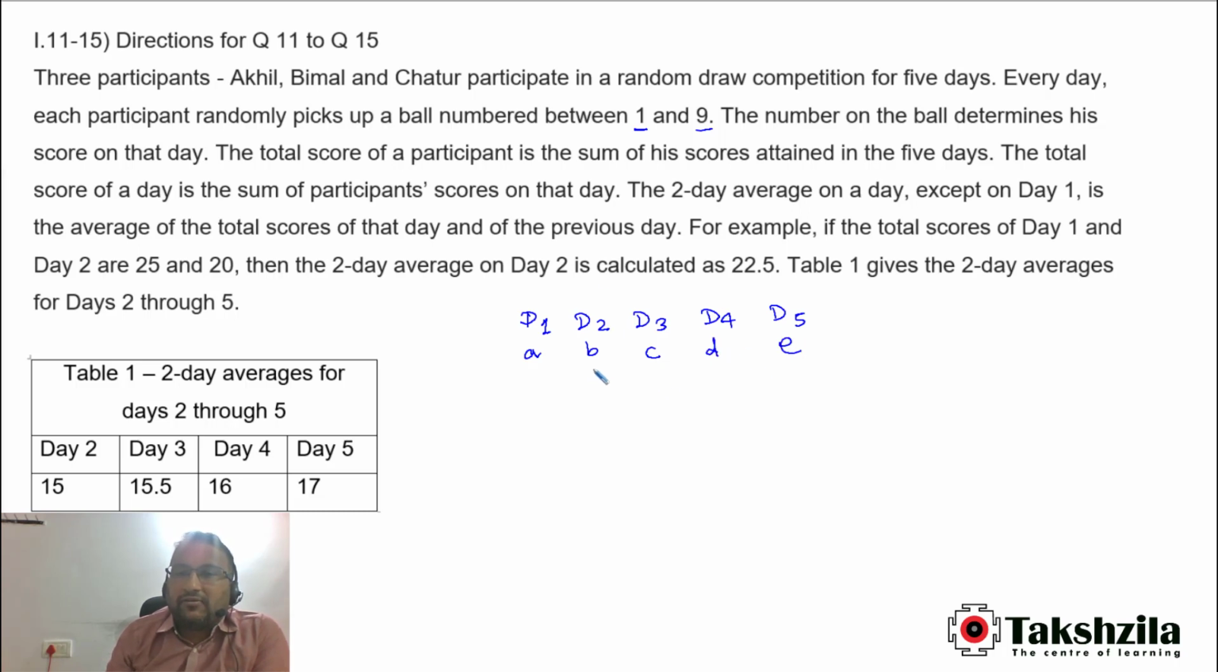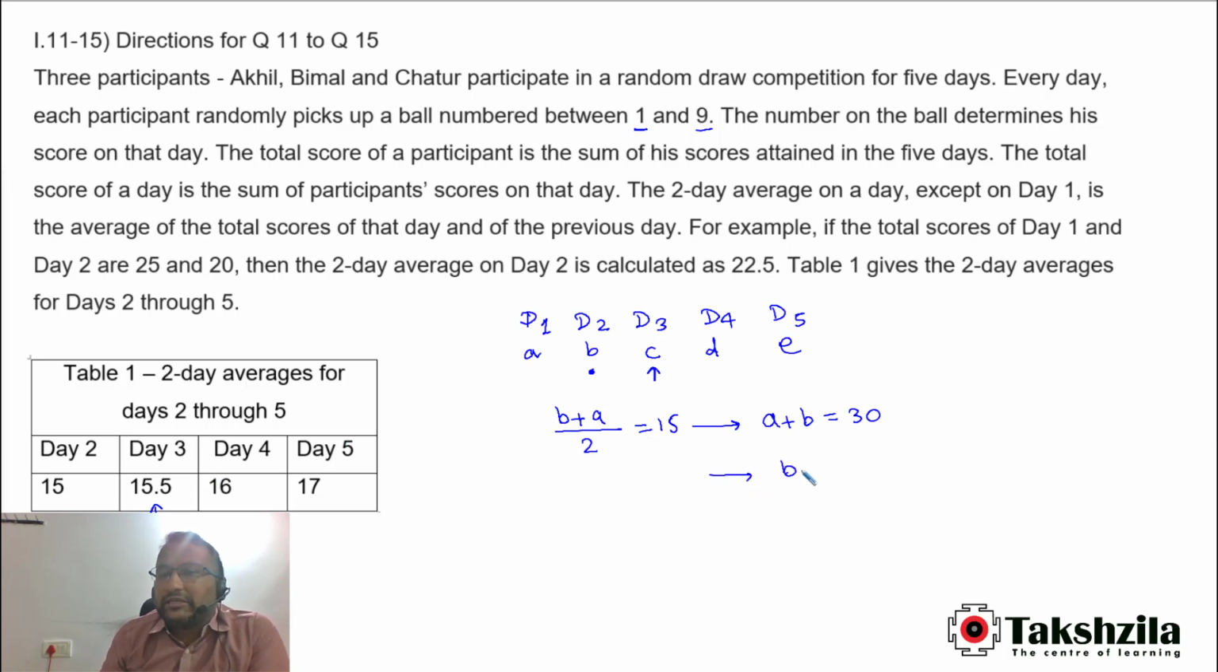So for day 2, the 2-day average is going to be how much? The sum of the score of that day plus the previous day divided by 2 is equal to 15. So from this we can conclude that the value of A plus B is equal to 30. Similarly for day 3 the 2-day average is 15.5. It means the sum of B plus C is equal to 15.5 into 2, that is equal to 31.